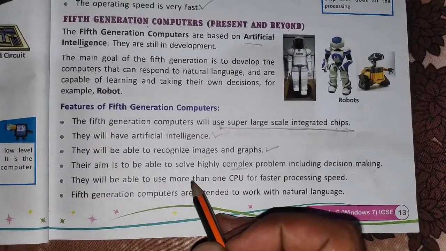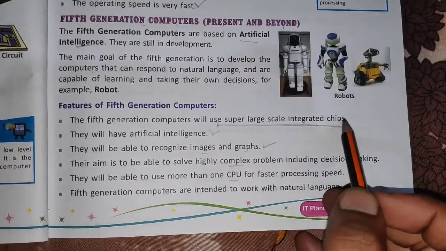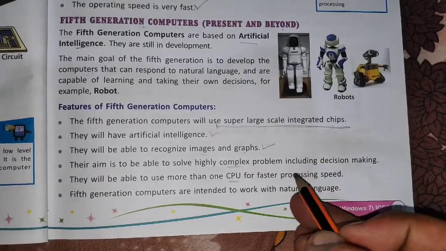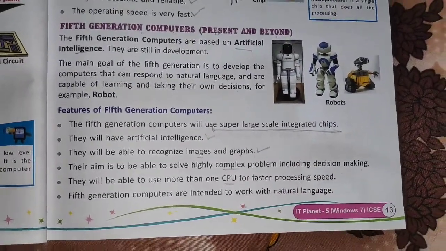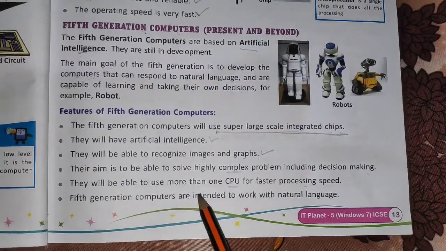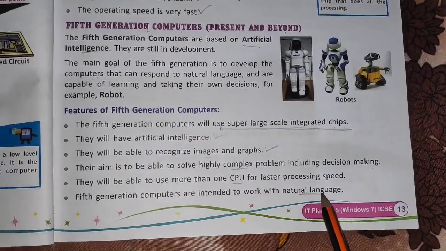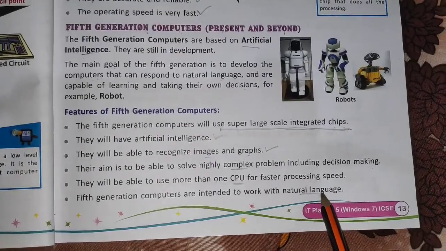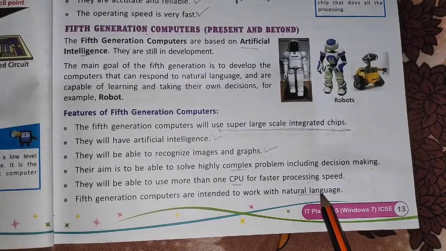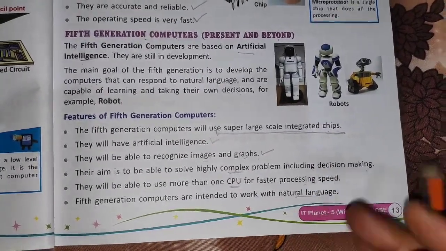They will be able to use more than one CPU. Because they are using super large scale integration chips, more than one CPU can be used in these computers for faster speed. And the last one is that fifth generation computers are intended to work with natural language. Natural language is human language. Any language like Hindi, English, Punjabi is a natural language. So these computers can also understand these languages.